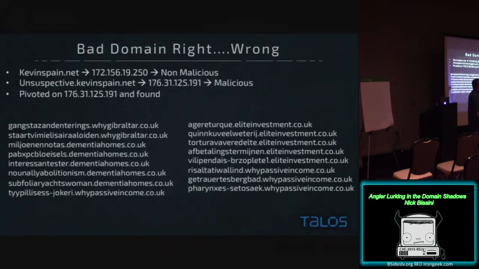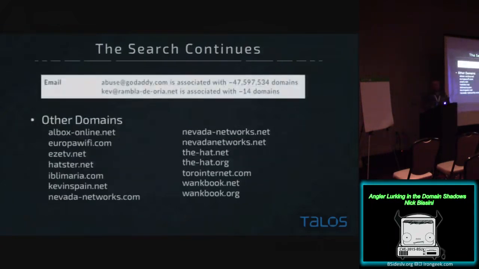This is just a small subset. For some reason, it's all co.uk addresses. I assure you there were other TLDs involved. This is just the subset that I pulled. But what you can see here is there are a fair amount of different regular domains hosting malicious subdomains on the same IP address. Not that peculiar, but still a little odd. So I went back to kevinspain.net and searched a little further.